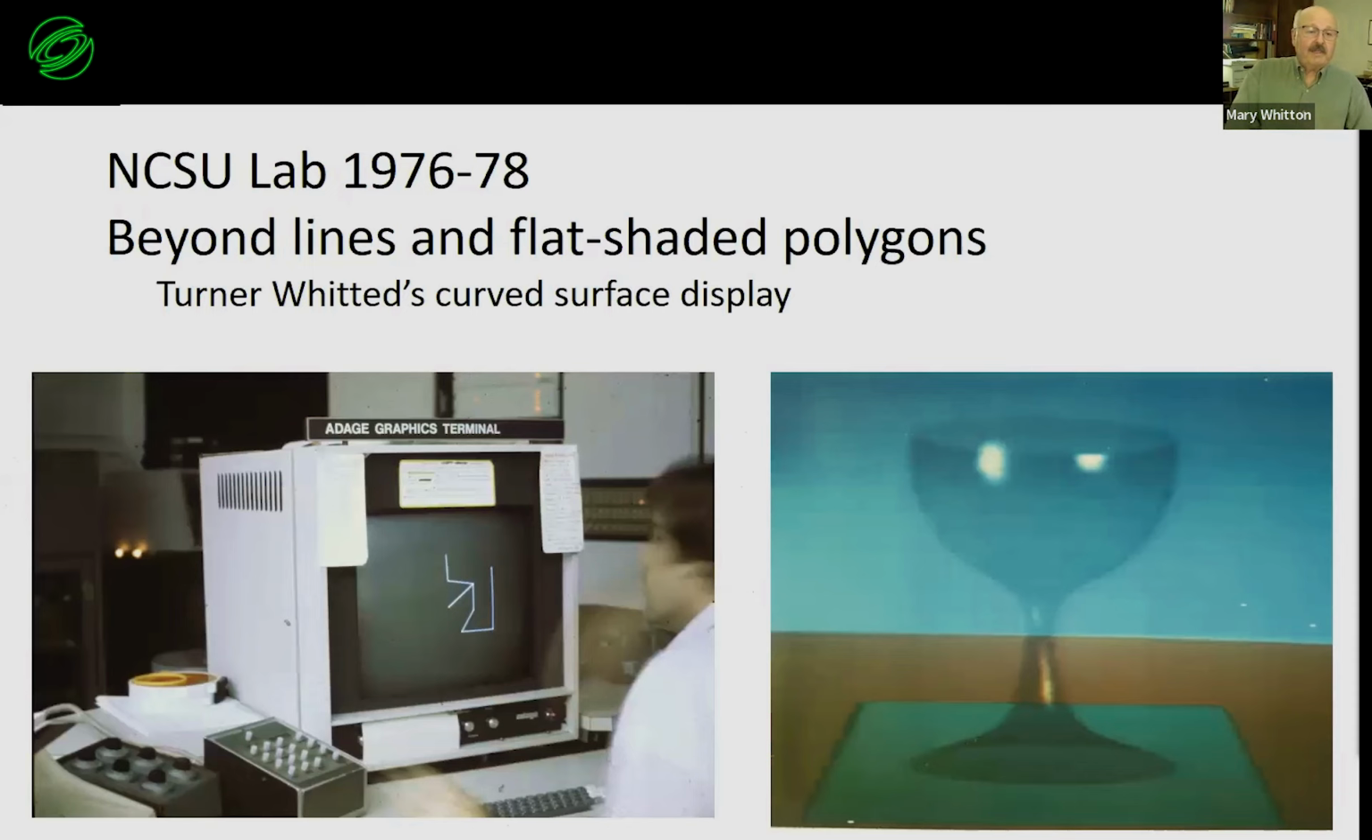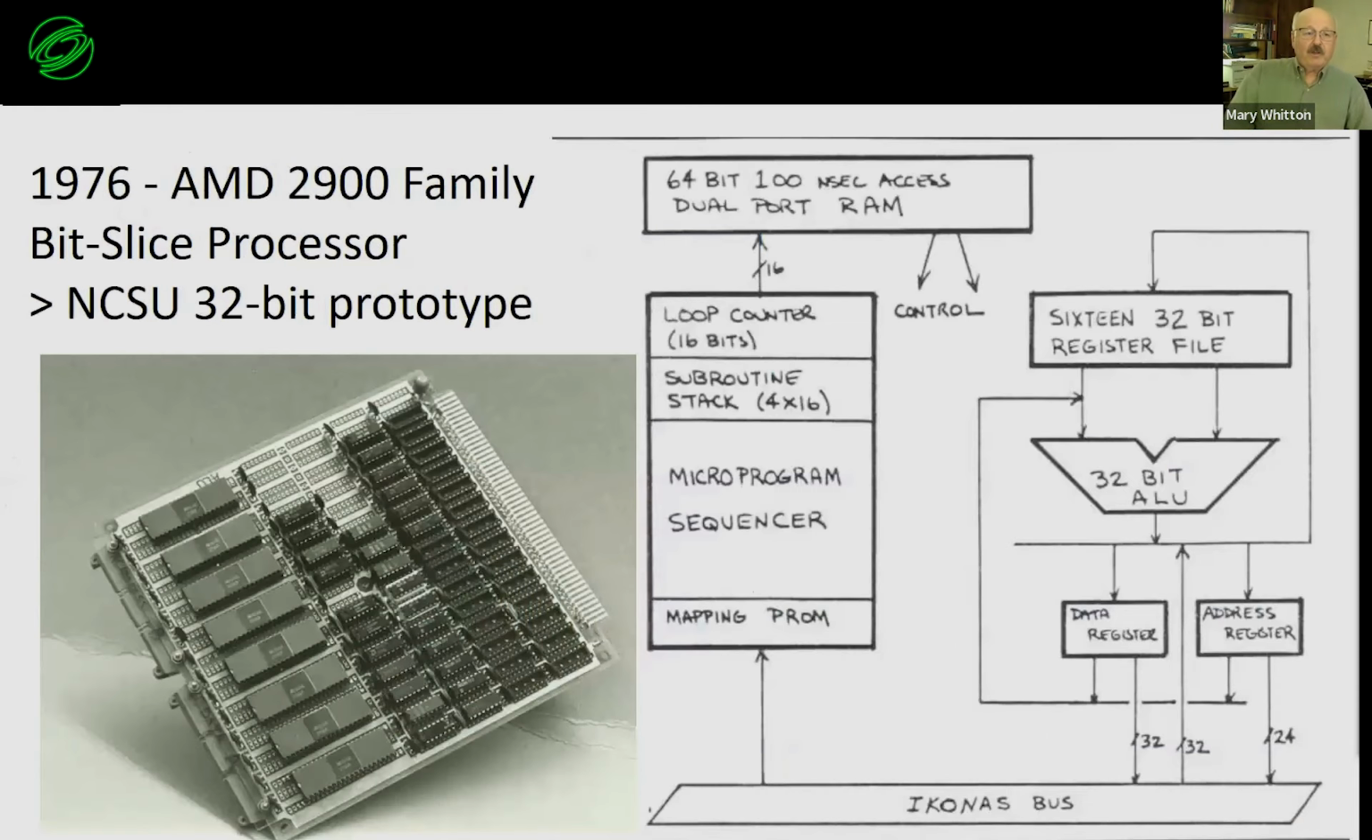By '76 or so in the lab, Turner Whitted had joined us as another grad student, and he was doing curved surface displays. And this seemed to me like, well, this is the kind of graphics you'd really like to do on a graphics processor. So I got the opportunity to build a 32-bit graphics processor.